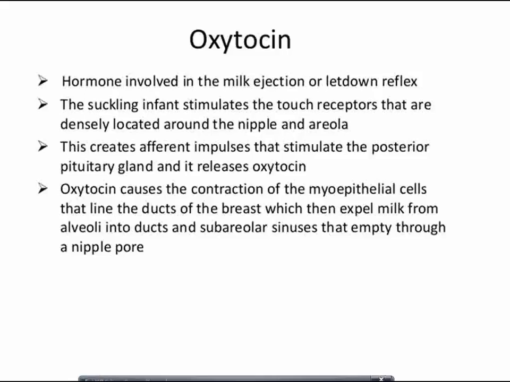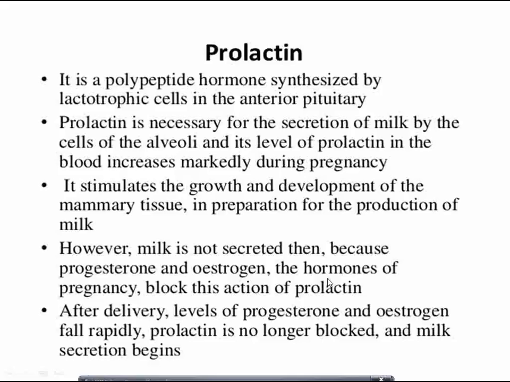When the infant suckles, there are touch receptors, and they create an impulse which goes to the posterior pituitary to secrete oxytocin. Oxytocin causes the myoepithelial cells of the duct to expel milk into the duct, which then comes out from the nipple. Prolactin is a polypeptide hormone. This you have already studied from the anterior pituitary. This is necessary for secretion of milk by the alveoli. So oxytocin helps the milk to be released at the nipple.